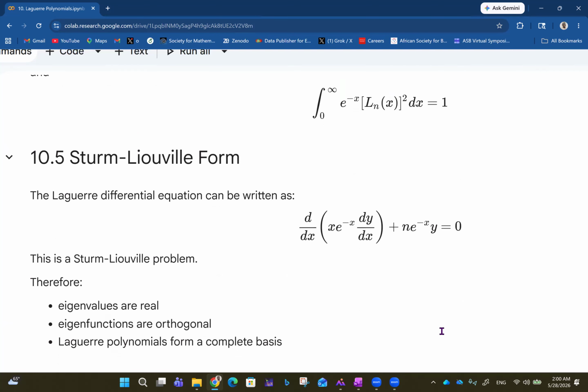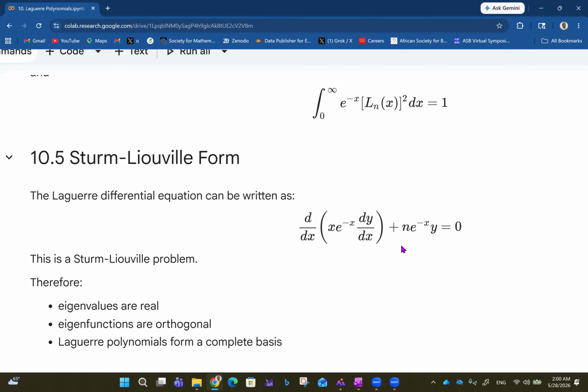So we have the Sturm-Liouville form. The Laguerre differential equation can be written as d/dx of x e raised power minus x dy/dx, plus n e raised power minus x y equals 0. That's the Laguerre differential equation. We saw it already in a form before. So it can also be in this form.